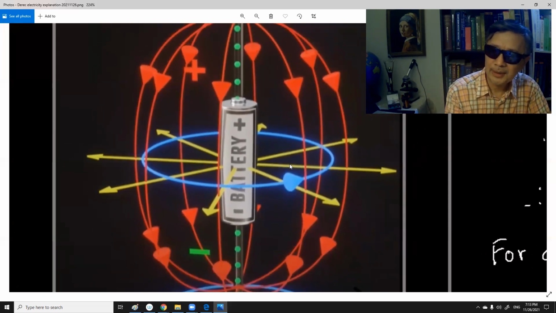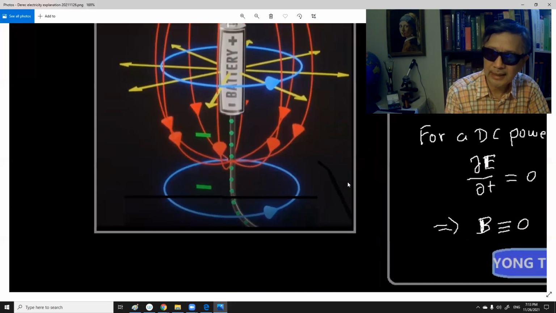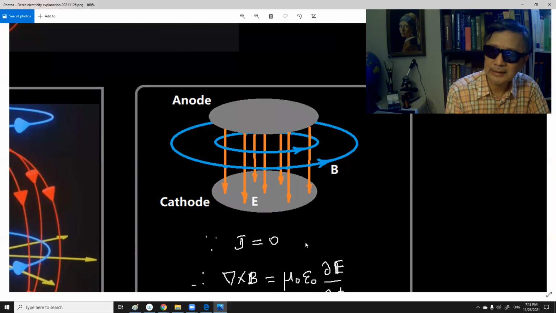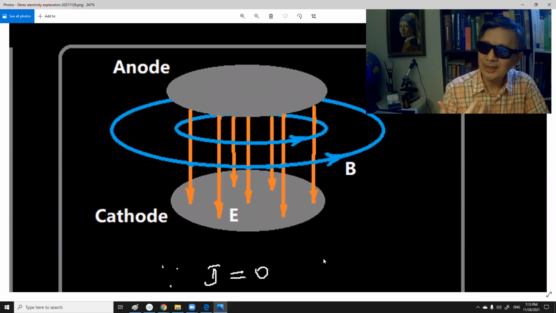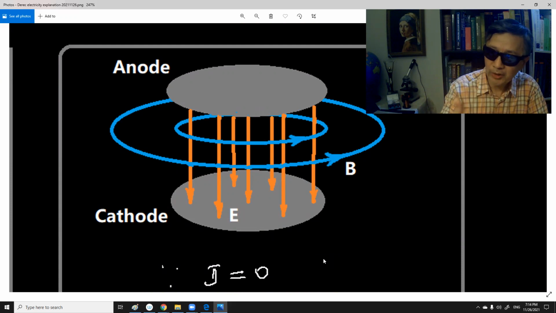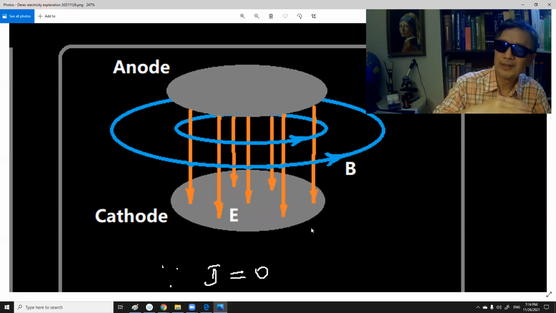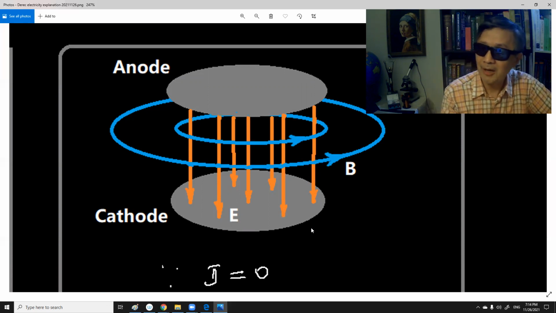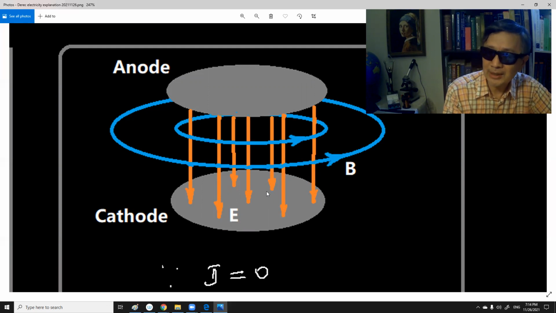But I would like to draw your attention to this fact: in the battery, there's only the static electric field. I'm talking about an ordinary battery. And during the charging process, the potential difference between the two terminals eventually diminishes. Therefore, the electrical field strength gradually decreases. However, there's no charge, no current moving between these two terminals.